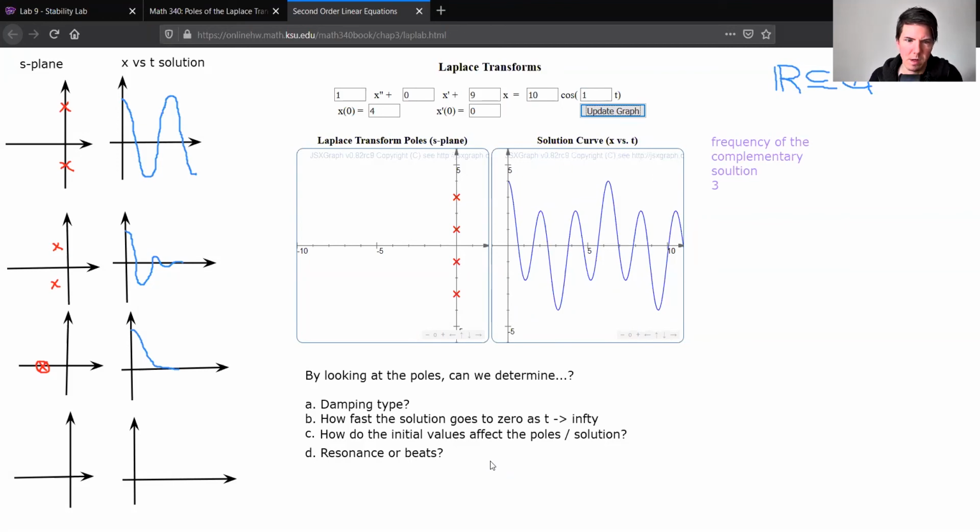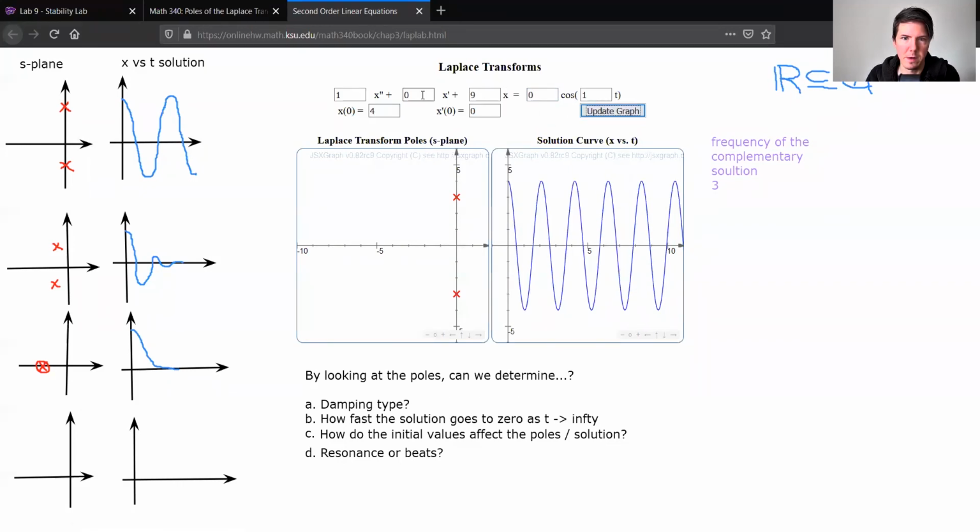Maybe I'll just say one other thing, and that is, how do the initial values affect the poles? So you'll notice that if I change the initial values, and let's simplify it for a second. Let's go back to the first one we had. So now there's no driving force.